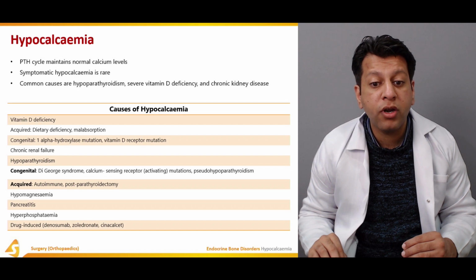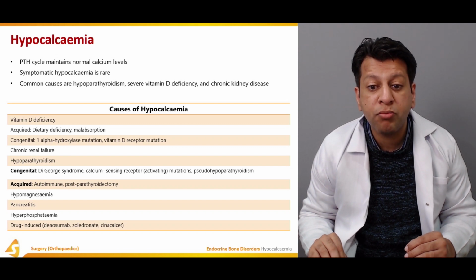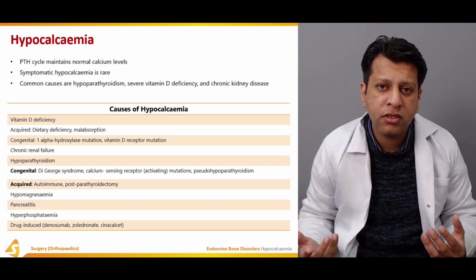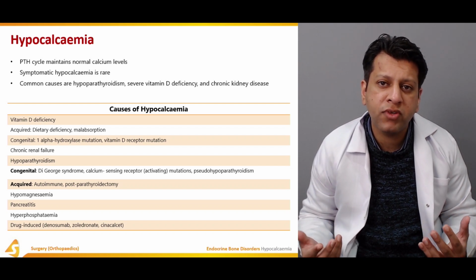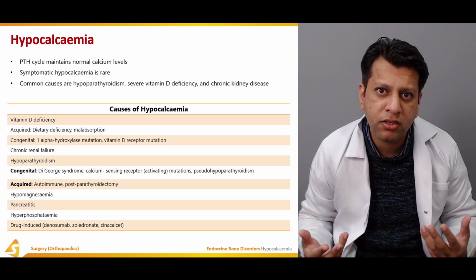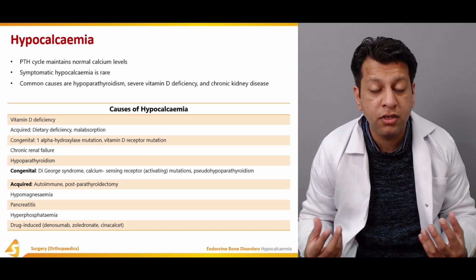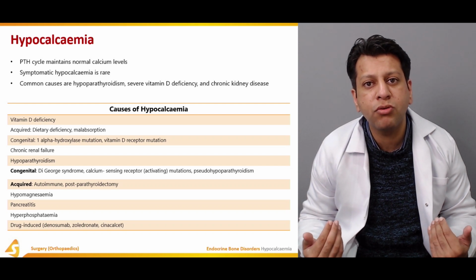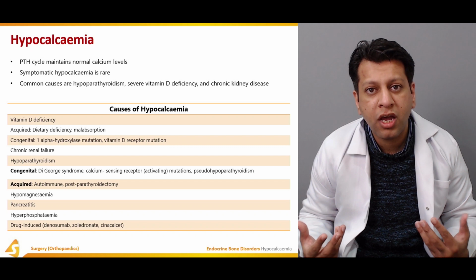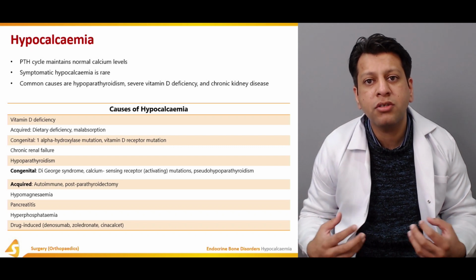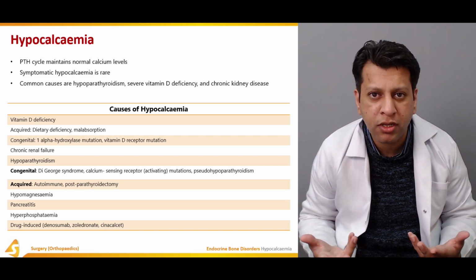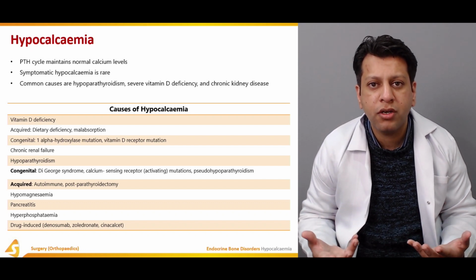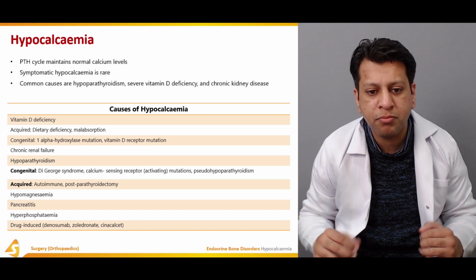Then there are acquired conditions such as autoimmune or post-parathyroidectomy. Usually, parathyroid surgery is rarely performed, but sometimes with thyroid surgery, for hypothyroidism or hyperthyroidism, which are very common diseases, parathyroid glands are also removed. This leads to a situation called hypoparathyroidism. That is, there are not enough parathyroid glands to produce parathyroid hormone. Once parathyroid hormone is not produced, this produces a situation of hypoparathyroidism.